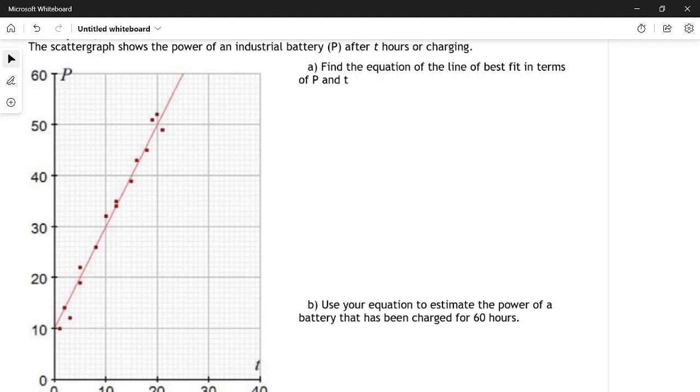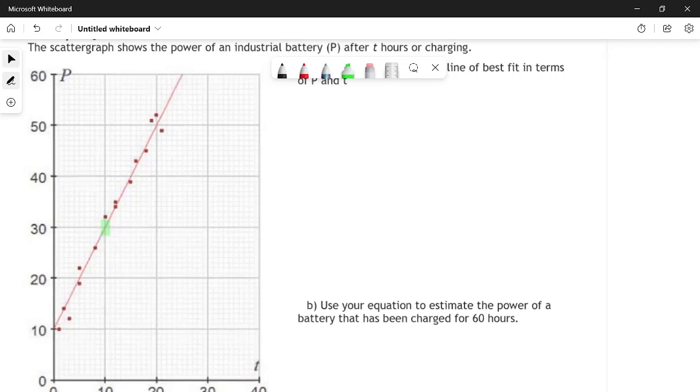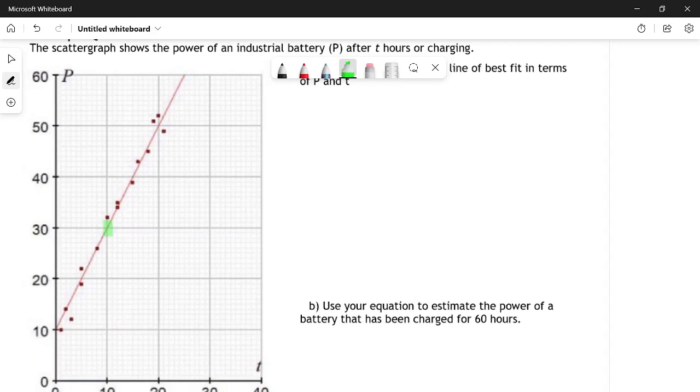Okay, so here is the important bit: you are not actually paying any attention to the dots. You're paying attention to where the line goes through a corner. So if I show you what I mean, this line goes through the corner where we can easily find a coordinate at that point there, and at this point here.